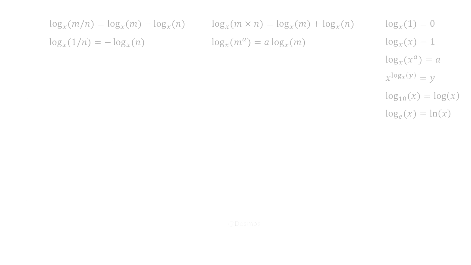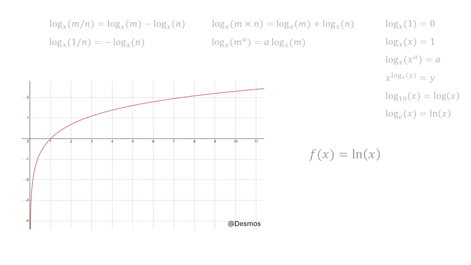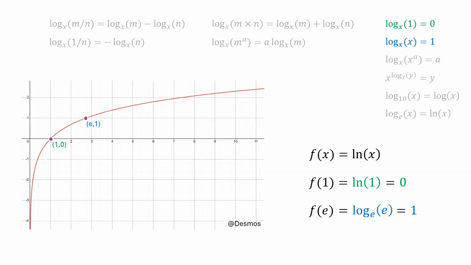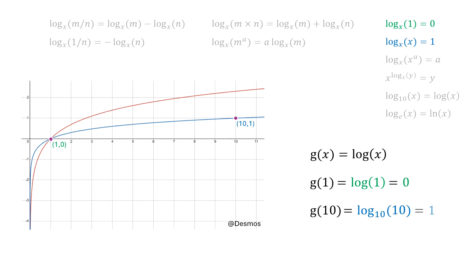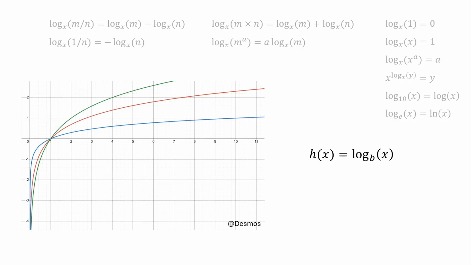Let's plot the natural logarithm, considering it as function f of x. As you can see, it passes through coordinates (1, 0) and (e, 1). If we plot another logarithm, let's say the common log, we can see that it passes through (1, 0) and (10, 1). In fact, all logarithms have this type of curve, called the logarithmic curve, and pass through coordinates (1, 0) and (base, 1).